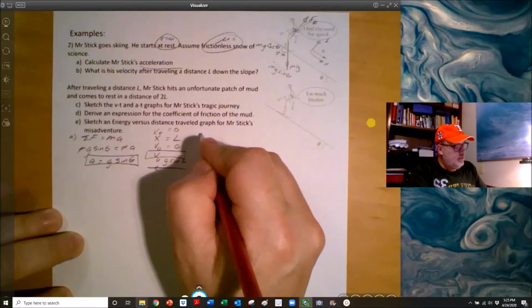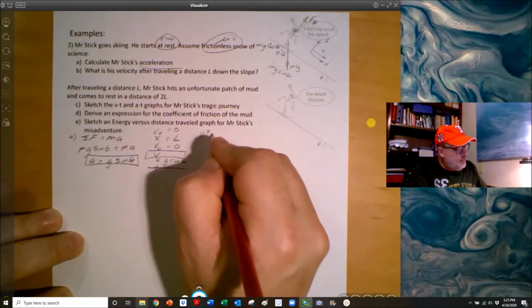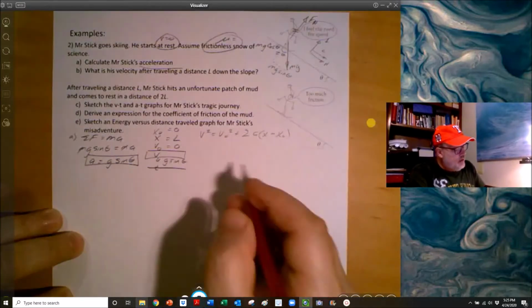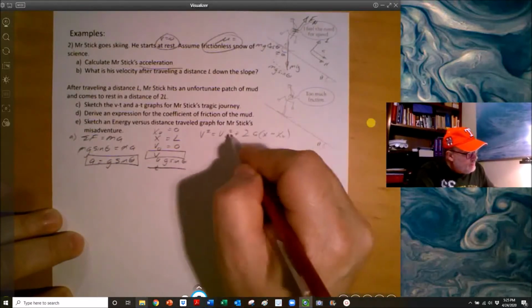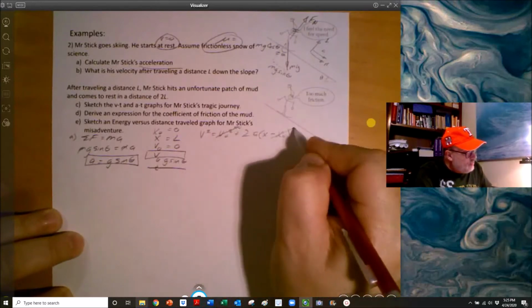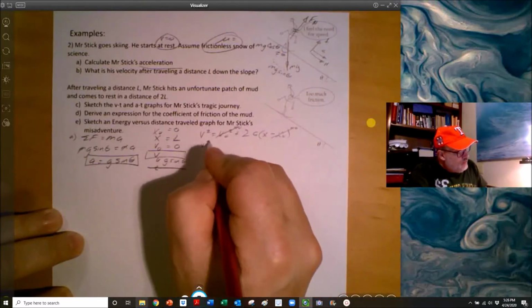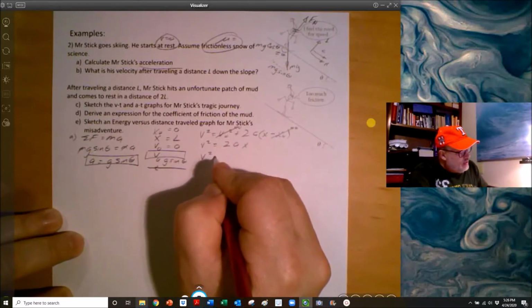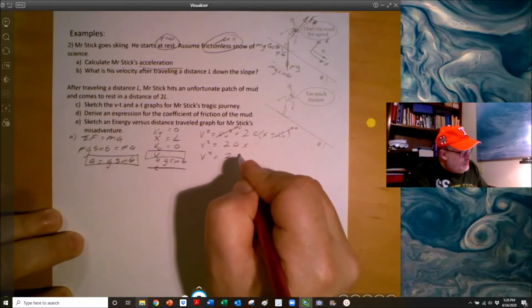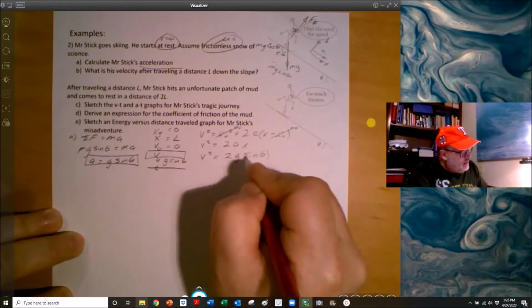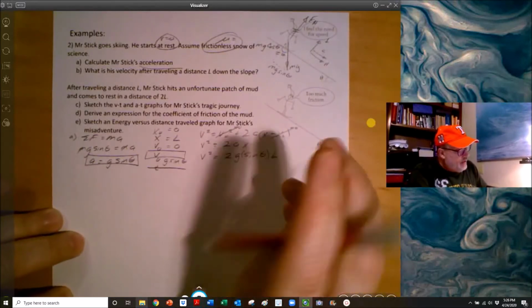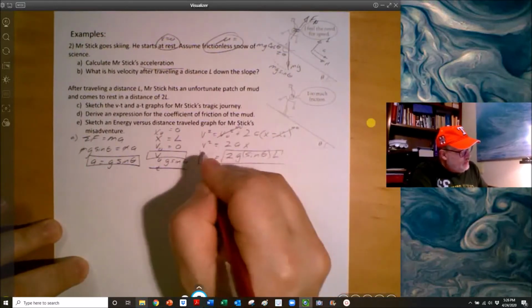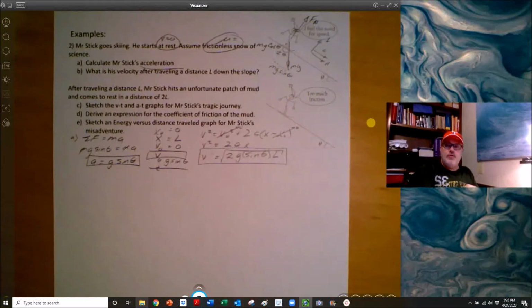So that looks like we're going to have to use v squared equals v naught squared plus 2a times x minus x naught. And let's take out all of our zeros. Our initial velocity is 0. Our initial position is 0. So v squared equals 2ax, or v squared equals 2g sine theta times L, and I'm just going to square root it right here, and there is our answer. Put it in square root.